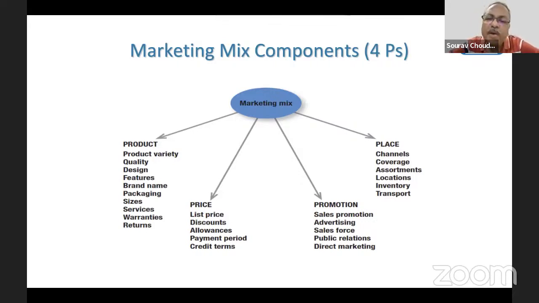And then there's something called place, which is supposed to be decided by marketing. Where will you go and sell your product? Where will you make your product available and how will you make your product available? Okay, so channels, coverage of those channels, assortments, what kind of product will you sell at what place, location, inventory, transport, logistics, and so on and so forth. All this is a part of place. How will you distribute your product? Correct? Got it?